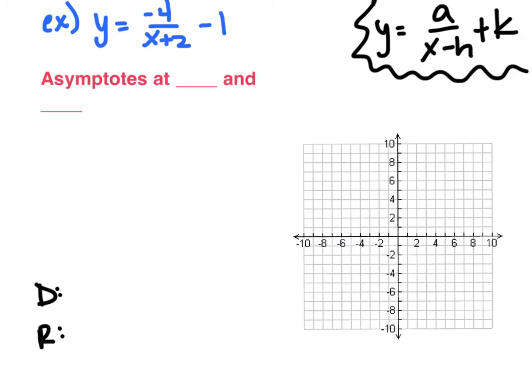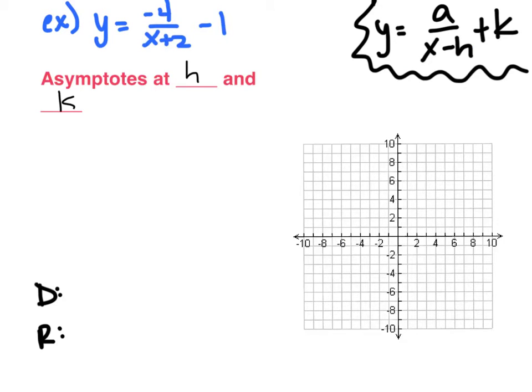Okay, now we're going to do y equals a over x minus h plus k. So this is whenever you just have a number divided by x plus or minus some number. A lot of times this one won't even be here. So if it's just a number, no x is on the top, no x is in the numerator. So here we have an h and a k. Well, the asymptotes will be at h and k.